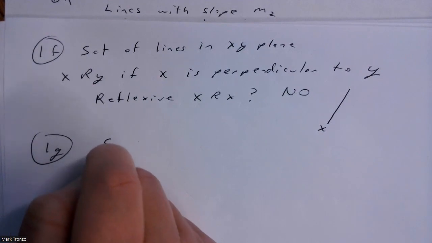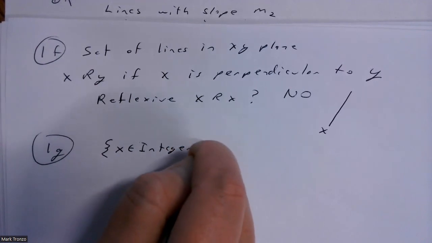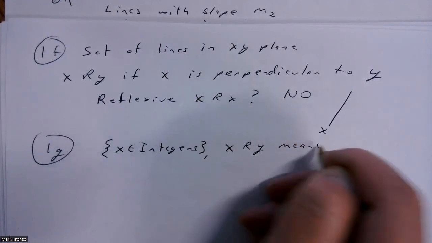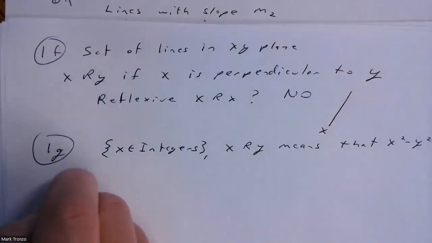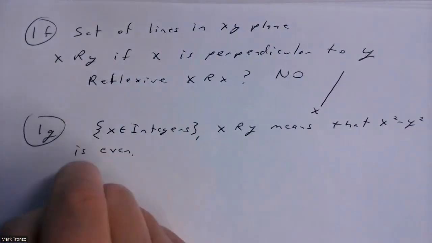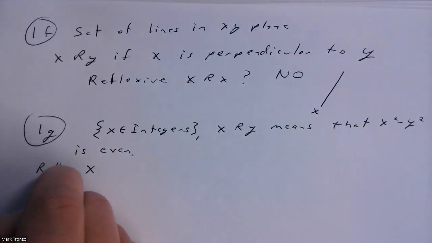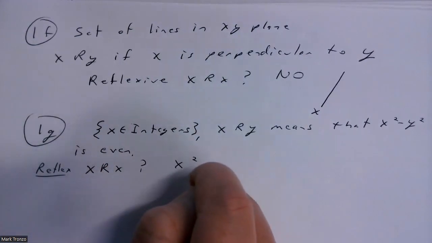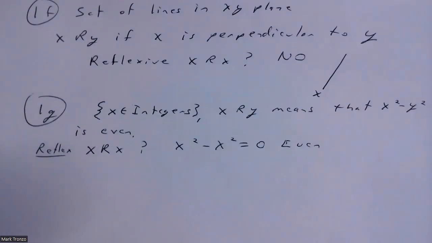So the set is X in the integers. X related to Y means that X squared minus Y squared is even. And of course, this one, the reflexive, X related to X, you're saying X squared minus X squared. That's always going to be even.